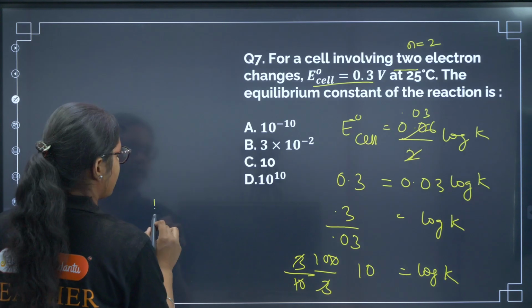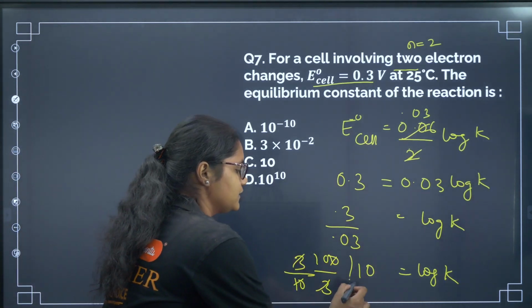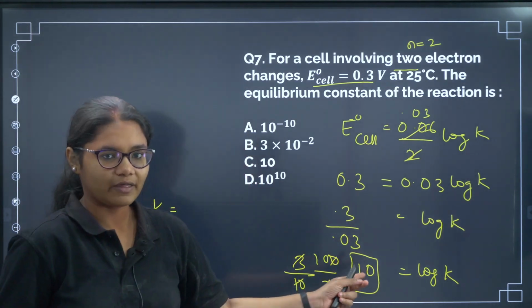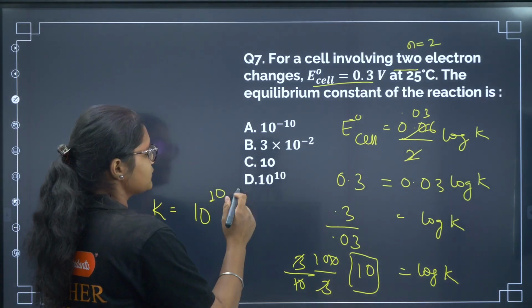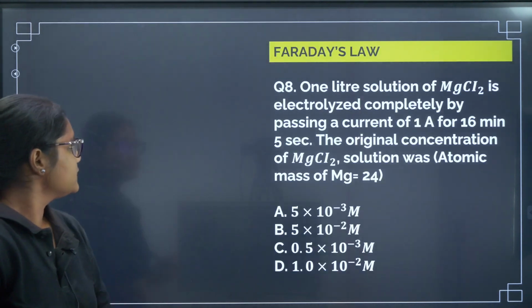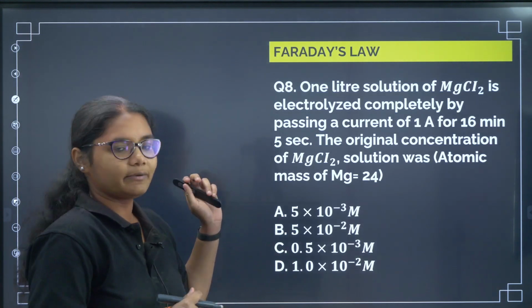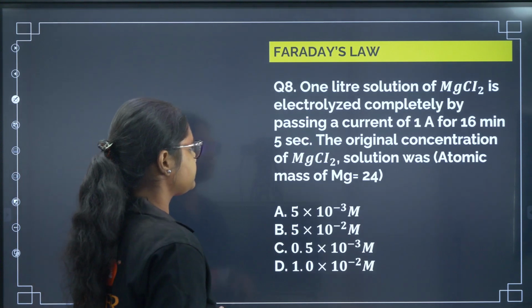Then what will be the value of K? Just now I told you, if you want to take anti-log on both sides, whatever is present here, you have to take 10 to the power of that number. So if it is 10, the answer will become 10 to the power of 10. So the correct answer for this question is option D. Next is Faraday's law. You have seen 3-4 questions on equilibrium constant. Now we have a Faraday's law question.